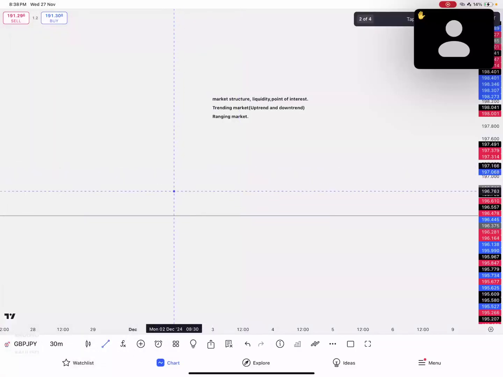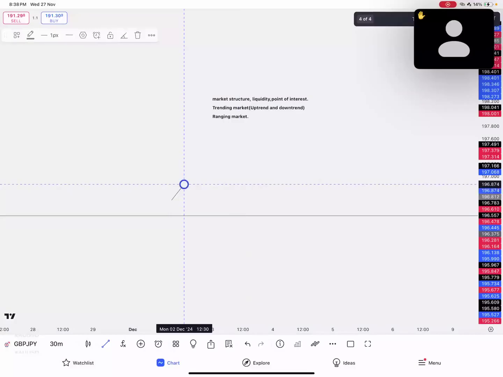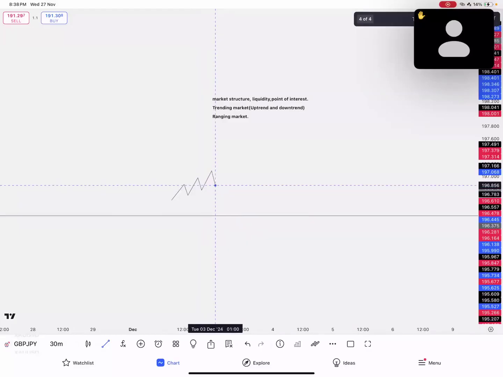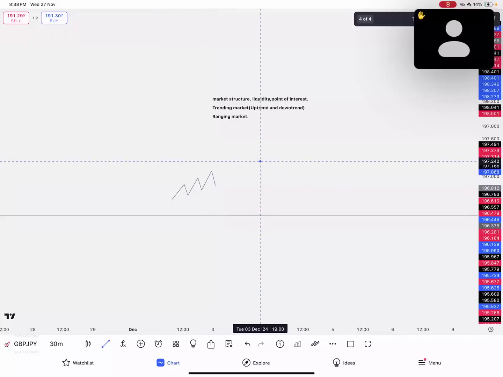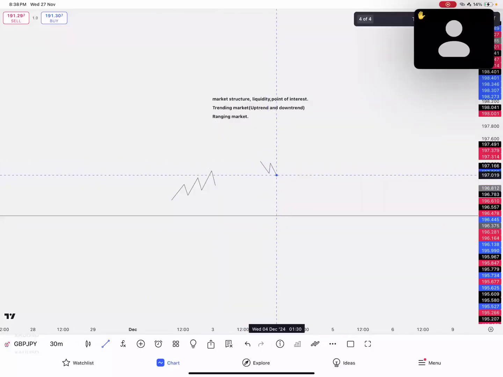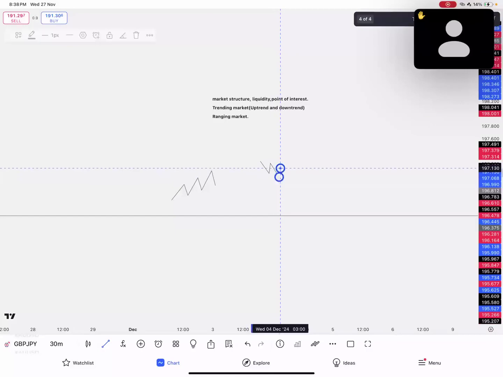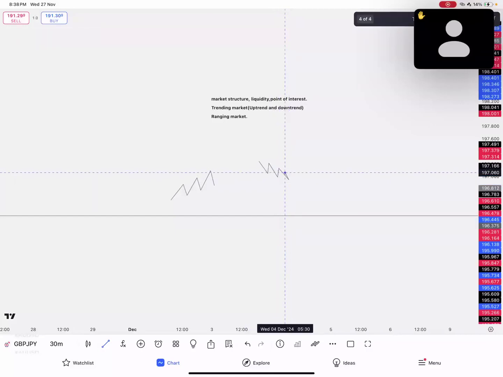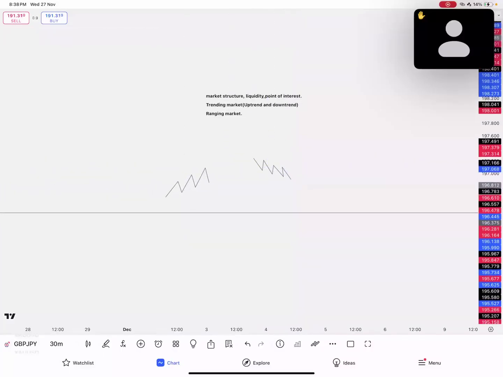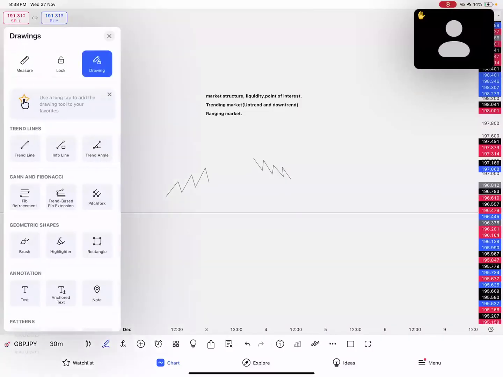and your uptrend is signified by the market making a series of higher highs and higher lows. That's when you can say that your market is on an uptrend. Then a downtrend is the market making a series of lower highs and lower lows. This signifies that the market is in a downtrend. So this is the uptrend, and this is the downtrend.